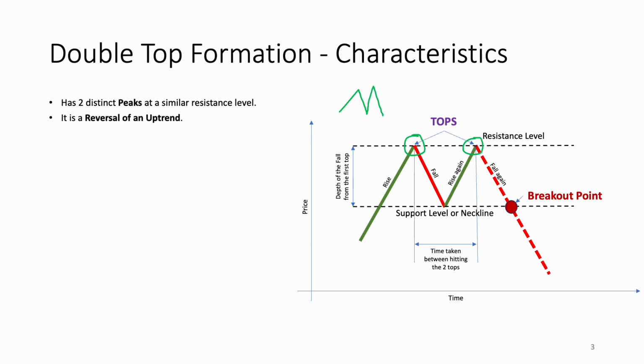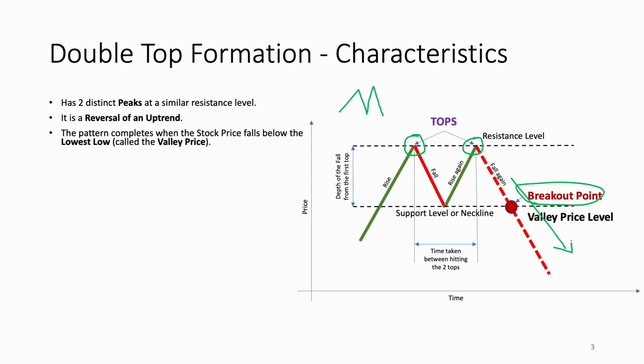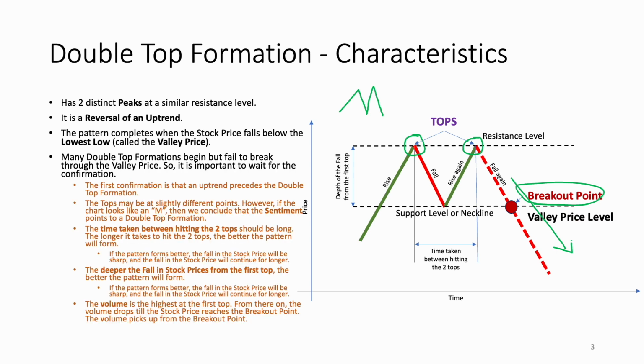The second characteristic is that it is a reversal of the uptrend. You see that it was in an uptrend and then it falls to a very low level. So this is the reversal of an uptrend. Now, when it is falling to a lower level, the point at which the fall crosses the neckline is known as the breakout point, like we mentioned before. And we also call this particular price the valley price, that is, the lowest point at which the stock falls before it breaks out.